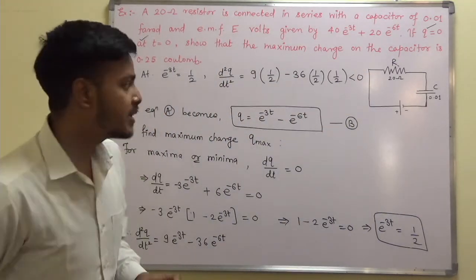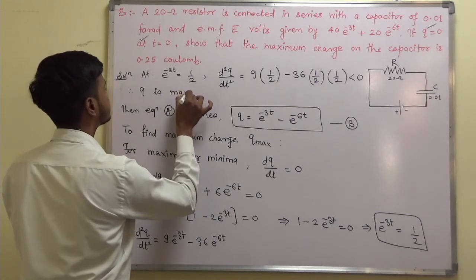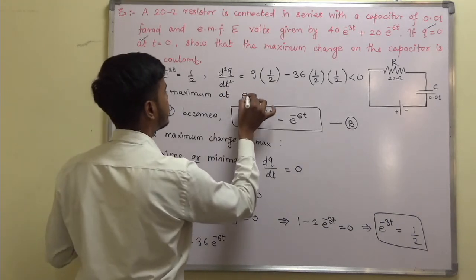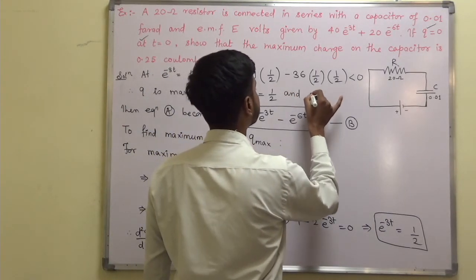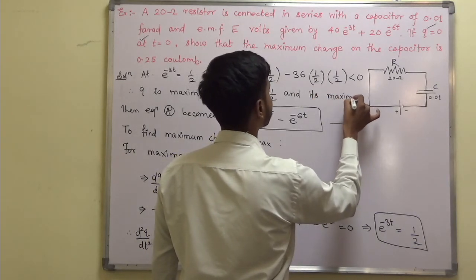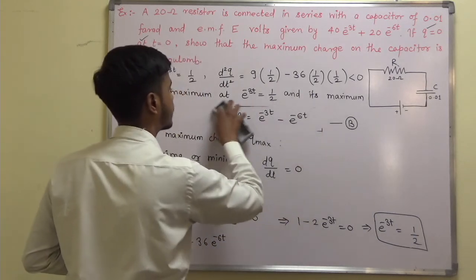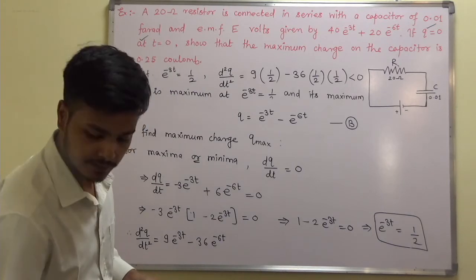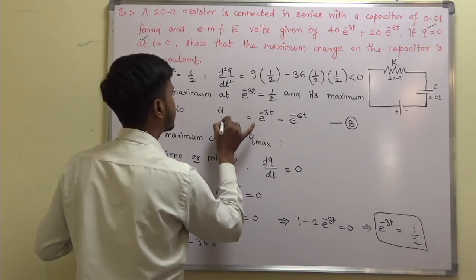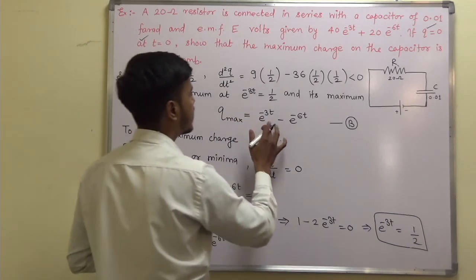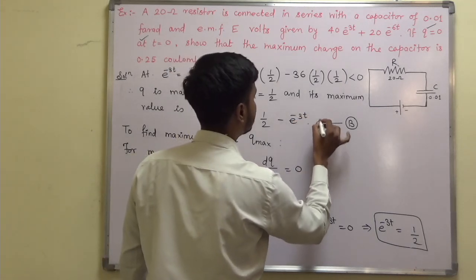Means q is maximum. Therefore q is maximum at e to the power minus 3t equal to 1 by 2, and its maximum value is q max, which is e to the power minus 3t, that is 1 by 2, minus e to the power minus 6t, which can be written as e to the power minus 3t into e to the power minus 3t.